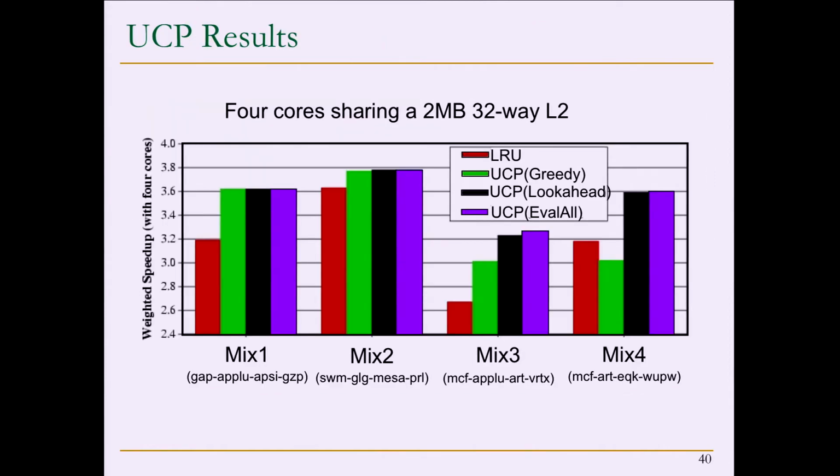So how does this perform? Read the paper for more detail, but this is LRU again. These are different mixes. And I think these are 4-core mixes. Yeah, they are 4-core mixes, sharing a single 2 megabyte 32-way L2 cache. If you do the greedy algorithm that we discussed, the block-based algorithm by Harold Stone, you actually lose performance sometimes, but usually you're okay. If you do the look-ahead algorithm, you get almost the same performance as evaluating all possible partitions, like what we've discussed early on. But this is not scalable, clearly.